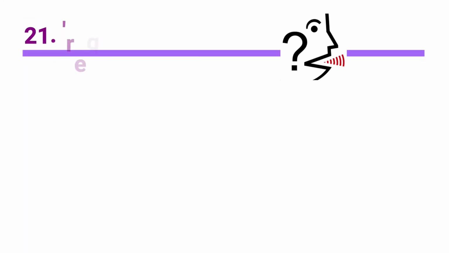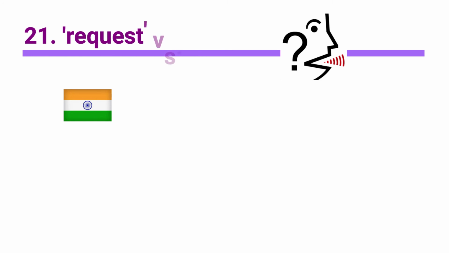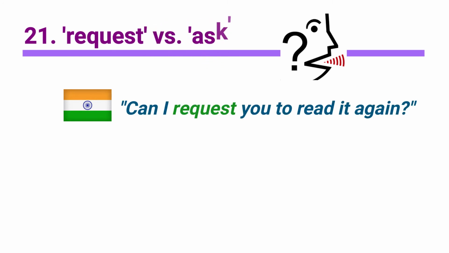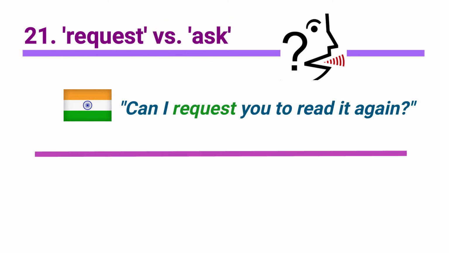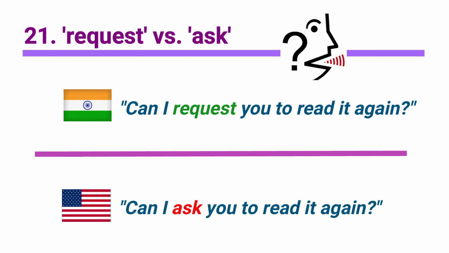Next is a sentence involving the verbs of request and ask. My friends from India tend to say, "Can I request you to read it again?" And my American friends would say, "Can I ask you to read it again?" Once again, there's no right or wrong, just different.